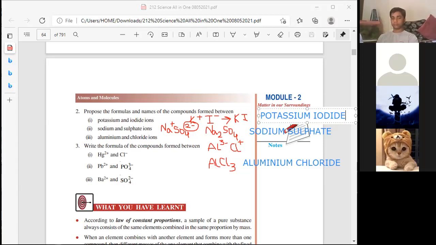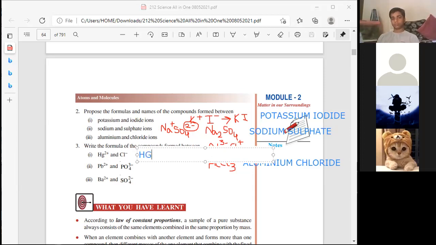Now with what I taught you in the second question, I made it very easy for you to do the third question. What are we supposed to do to make the formula? Crisscross. Yes or no? Now look at the third question. Here I have Hg2 positive Cl negative. What is the formula that is going to be developed out of this? Can you tell me?